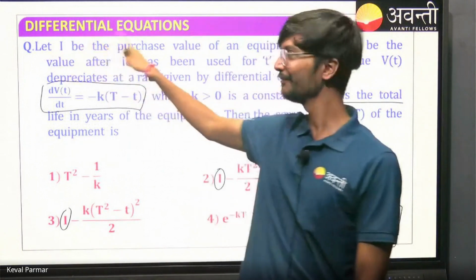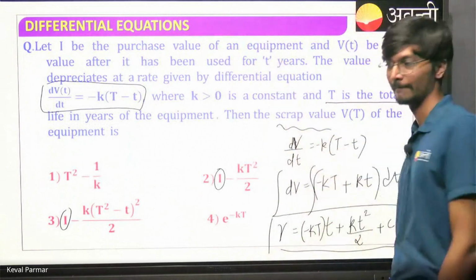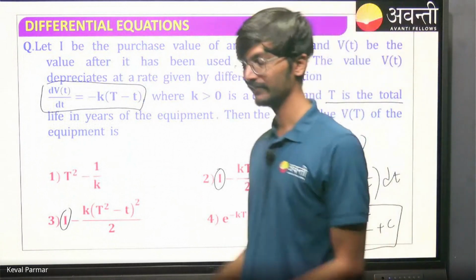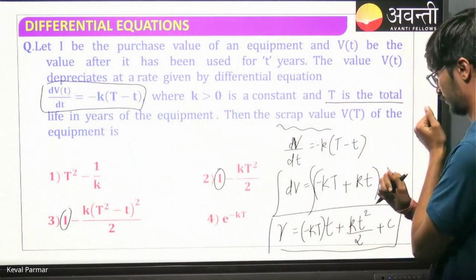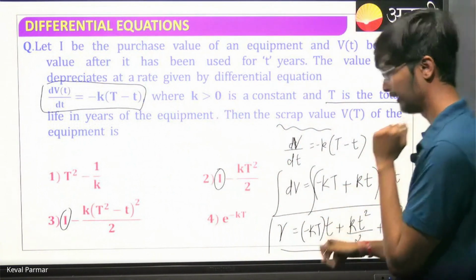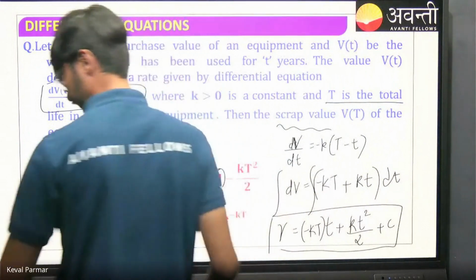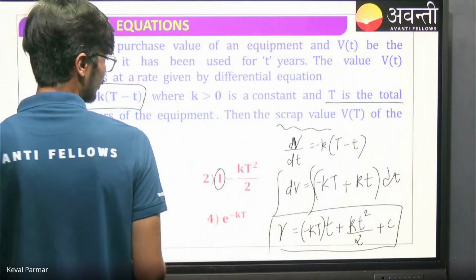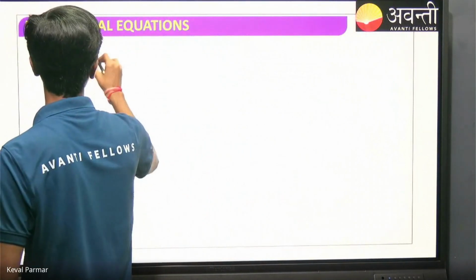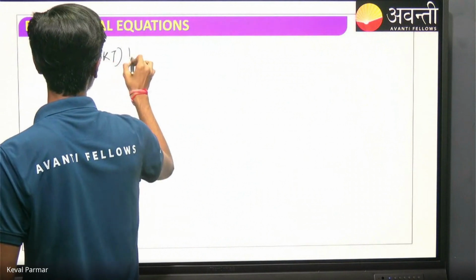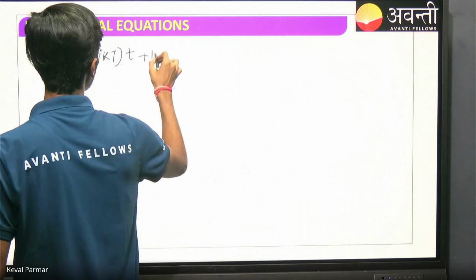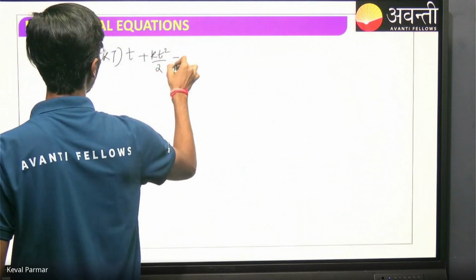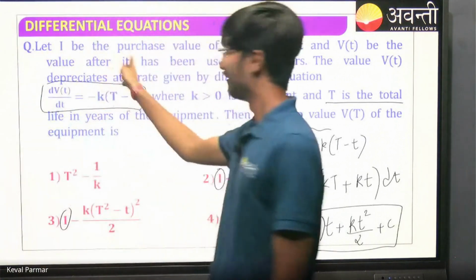Let I be the purchase value. What do you mean by purchase value? This is the hidden meaning. I'll write the equation again on the next slide: V equals minus kT into t plus kt square by 2 plus c. Purchase value.